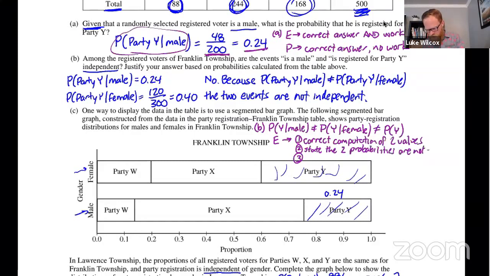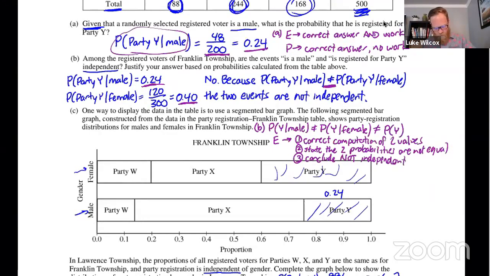So somewhere in your solution, you have to state that those 2 probabilities are not equal. We did that right here. So we have our 2 probabilities calculated, and then we've stated that they are not equal. And then the final thing, component number 3, is the conclusion, where you're going to have to conclude that they are not independent.